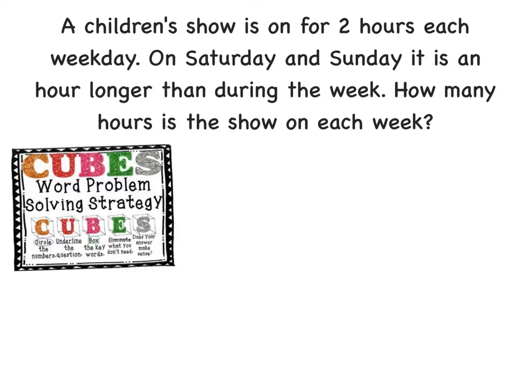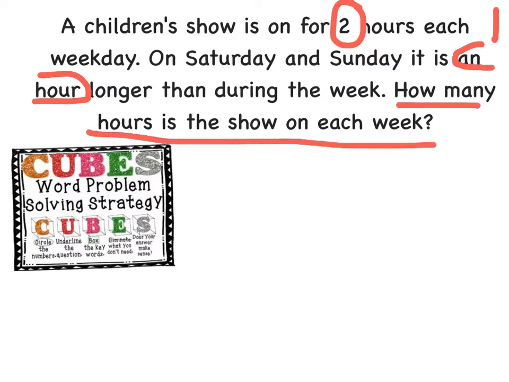As I read through it, I'm going to do the first step of CUBES, which is circle the important numbers. A children's show is on for 2 hours each weekday. On Saturday and Sunday, it is an hour longer. I'm going to circle an hour because that means 1. It's an hour longer than during the week. How many hours is the show on each week? Next, I'm going to underline the question, how many hours is it on each week? And box any important keywords.